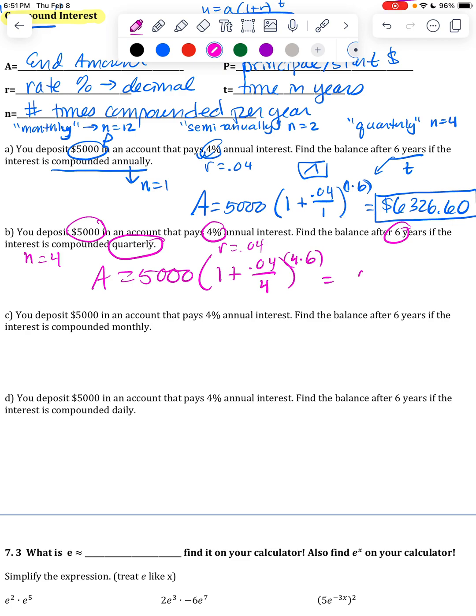Here I'm getting $6,348.67. So a little more money because they compounded it a little more frequently.